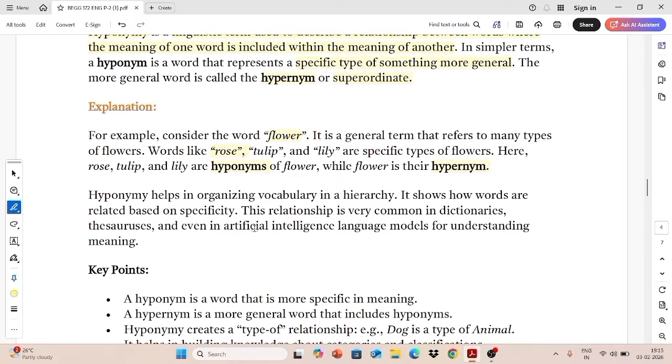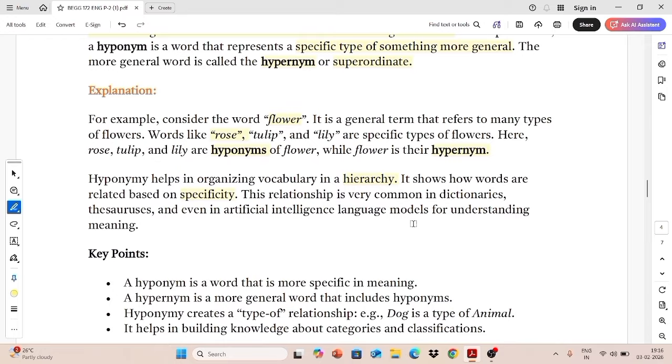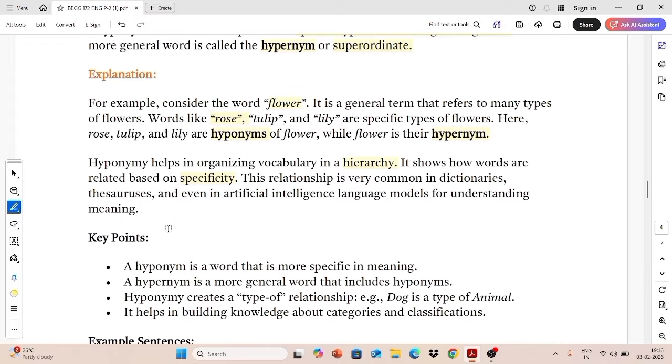It helps in organizing vocabulary in a hierarchy. Hierarchy means in a structure. It shows how words are related based on specificity. This relationship is very common in dictionaries, thesaurus, and even in artificial intelligence language models for understanding the meaning. So basically, it's a type of relationship. For example, a dog is a type of animal.